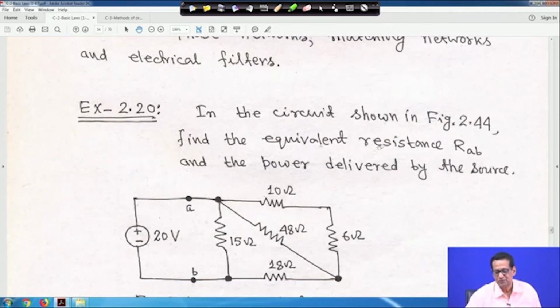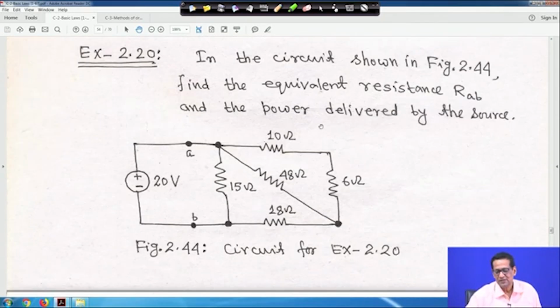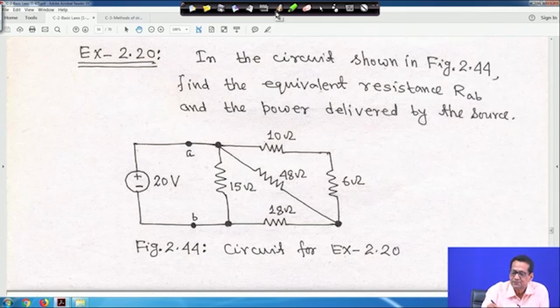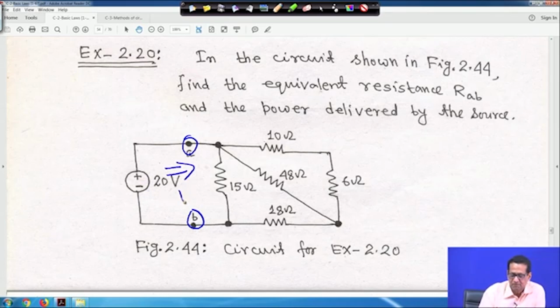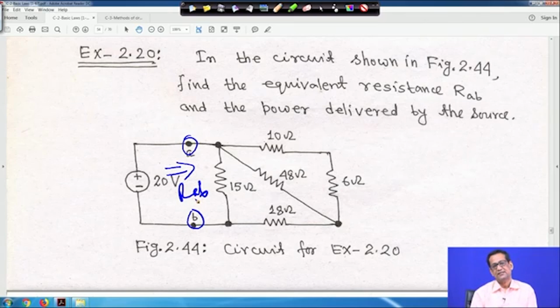In the circuit shown in figure 44, find the equivalent resistance RAB, right, and the power delivered by the same, right. So, in that case this is actually the A terminal, this is actually the B terminal, and the voltage source is given, and you have to find out first the equivalent resistance of this circuit, right. So, how we will do it?